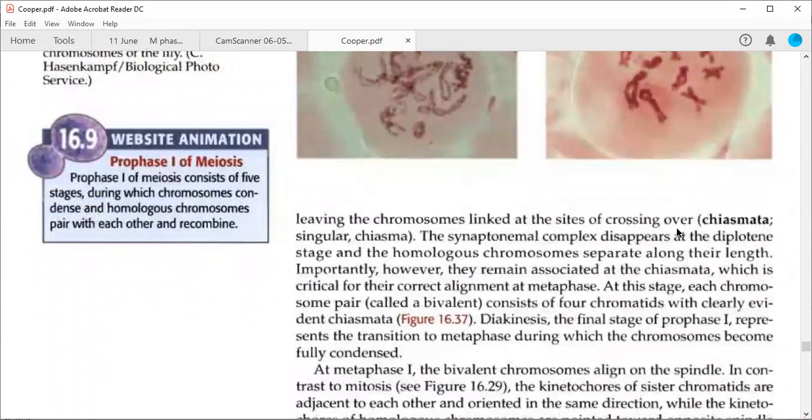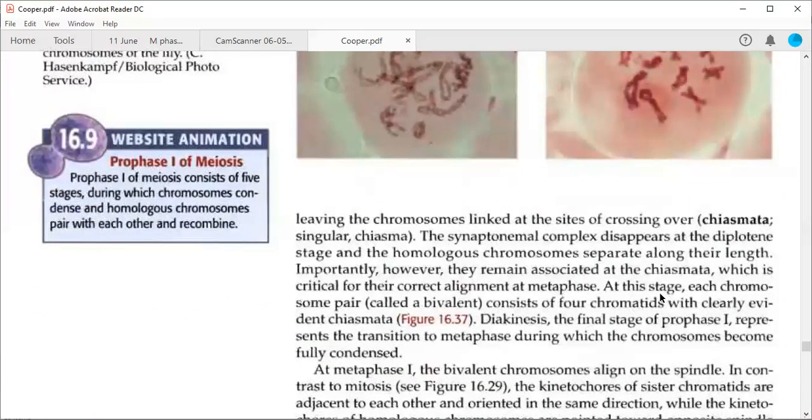So chiasma, the crossing overs. Chiasmata for plural, chiasma for singular. The synaptonemal complex disappears at the diplotene stage, and the homologous chromosomes separate along their length. Importantly, they remain associated at these structures, which is critical for the correct alignment at the metaphase plate.